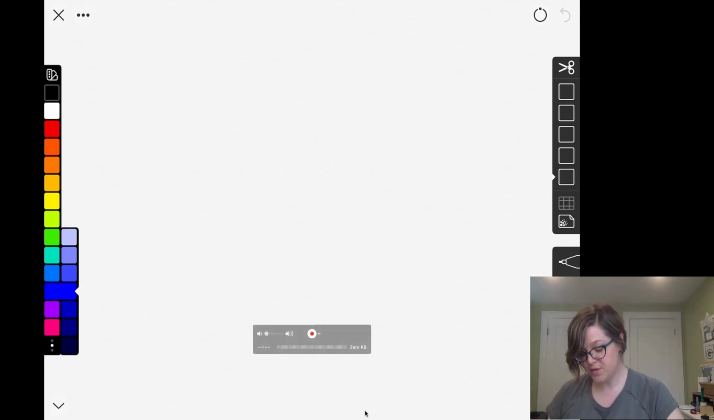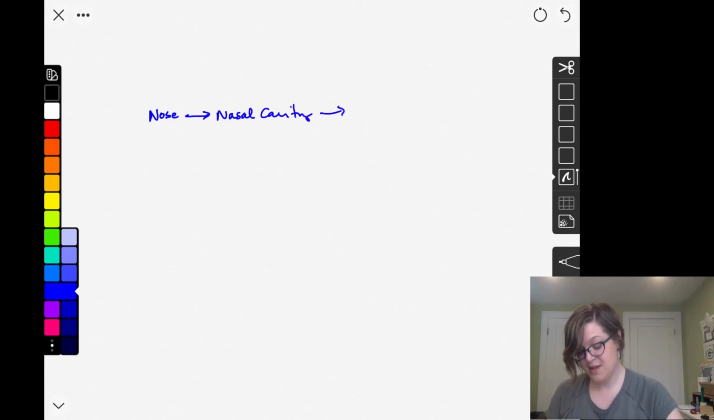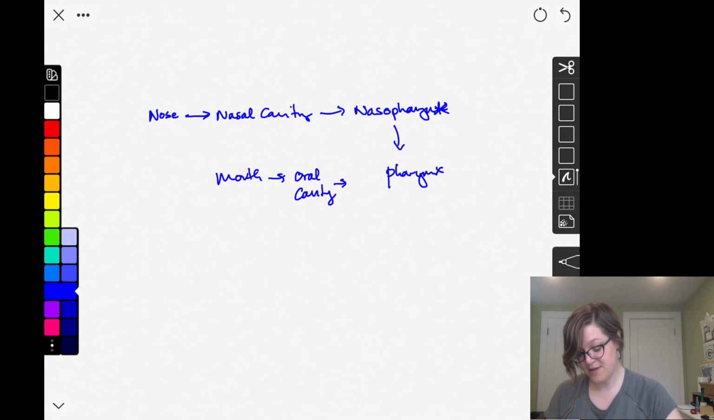I want to do a quick review of the structures that we've talked about going through the respiratory tract. We started at the nose. From the nose, we go through the nasal cavity, past the conchae, into the nasopharynx. There, we travel down toward the pharynx. Air from the mouth goes through the oral cavity to the oropharynx and eventually makes its way to the pharynx.